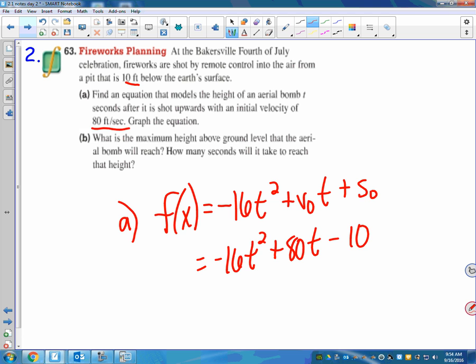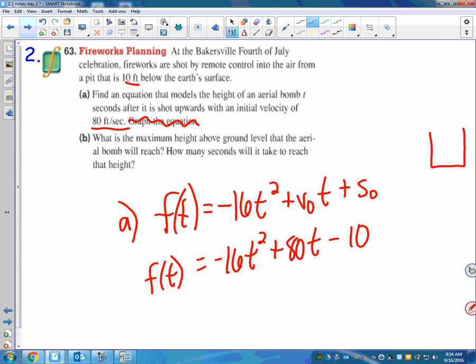Look, I wrote X here and T here. So I wrote X, but then I used T, right? Like you should use the same variable. So part A is write that equation, and it has this little picture here because I want to use a graphing calculator, but I don't like to have a graphing calculator, so that's why I say you don't have to graph it. Part B says, what is the maximum height above ground level that the bomb will reach, and how many seconds will it take to reach that height?